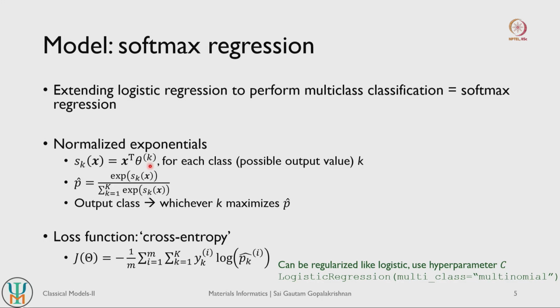So if you take the MNIST database, you would define your S function here as a function of your features for outputting a value of 0, outputting a value of 1, outputting a value of 2 and so on, right. So for each possible value of k you define this S_k function, and then you define your probability as basically the exponential of this S_k output divided by the summation of all the exponents over all the possible values of k, right.